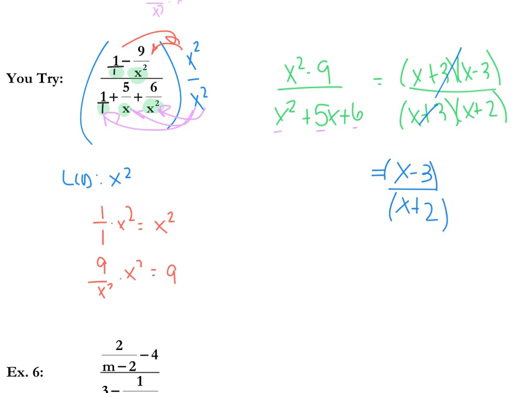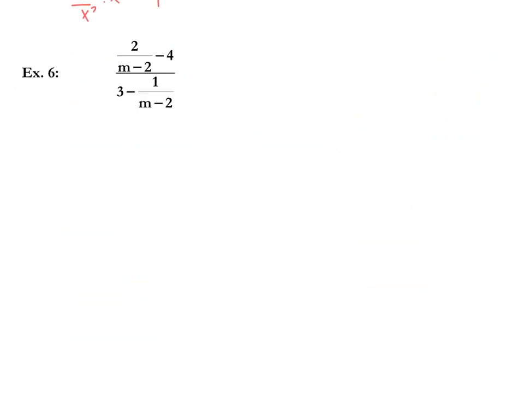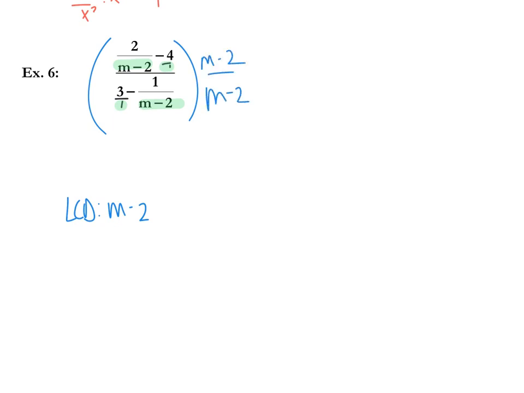Okay. All right, last example. So once again, these numbers are just over 1. And so look at each term or each fraction and find the least common denominator. So it's between m minus 2, 1, 1, and m minus 2. So that's pretty straightforward. The LCD is just going to be m minus 2. So multiply by m minus 2 over m minus 2.